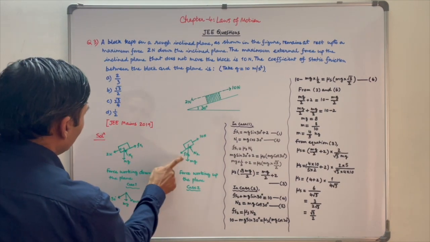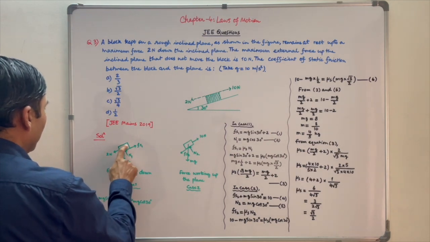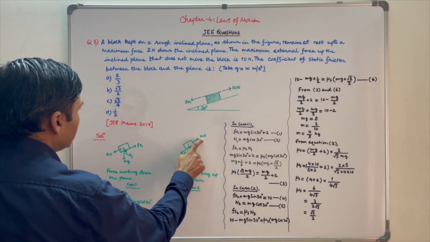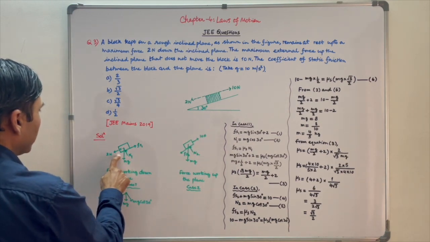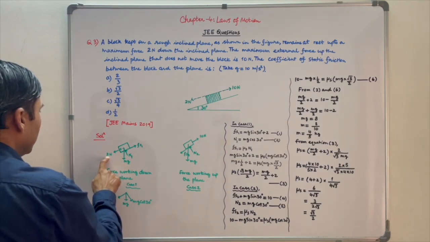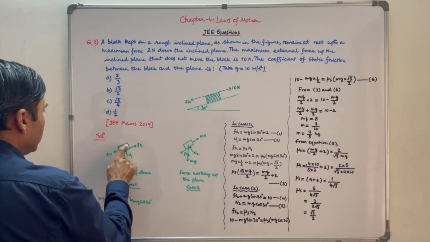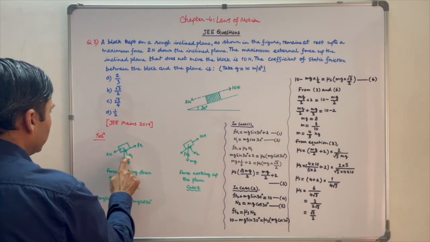We will consider two cases. Case 1, when a 2 Newton force is applied on the block down the plane. And case 2, when a 10 Newton force is applied on the block up the plane. This is the FBD of the block in case 1. If the applied force is more than 2 Newton, this block will slide down. So the friction force will work on this up the plane. It is represented by Fs1. N1 is the normal reaction by the plane.